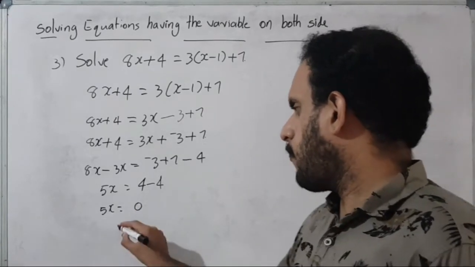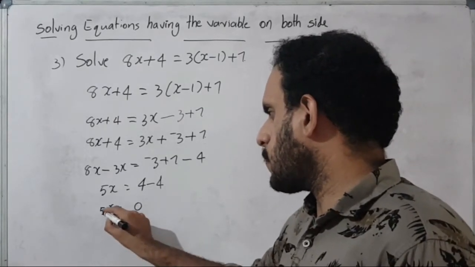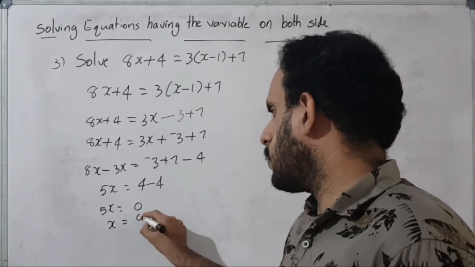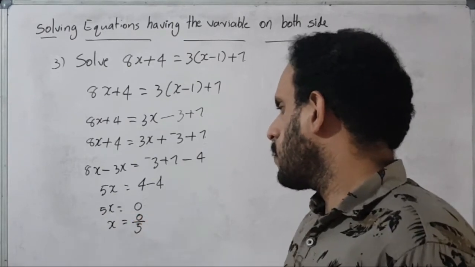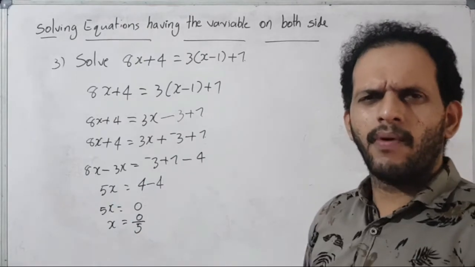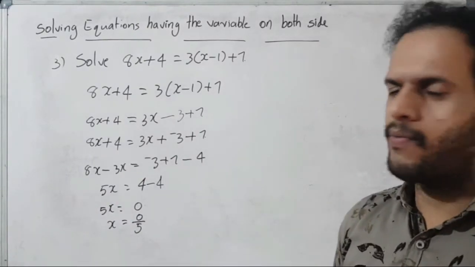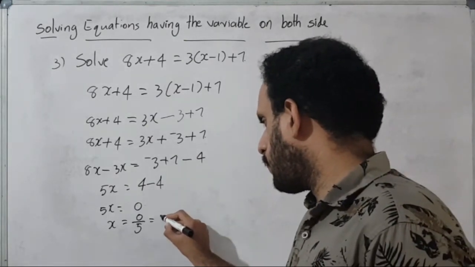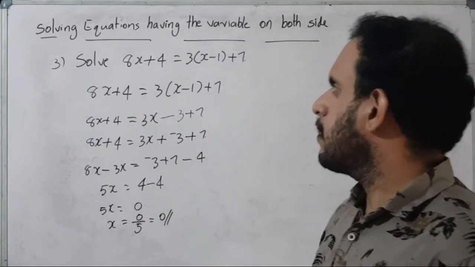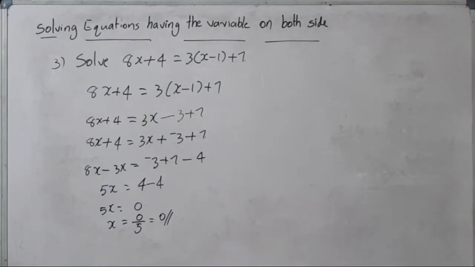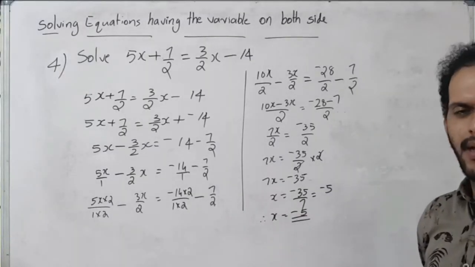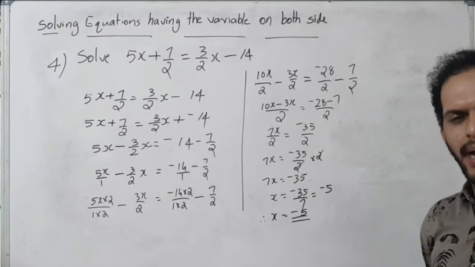So therefore x is equal to, we need to transpose the 5. Then what is the change? 0 by 5. What is 0 by 5? 0 by 5 is equal to 0. So what is the value of x here? The value of x is equal to 0.